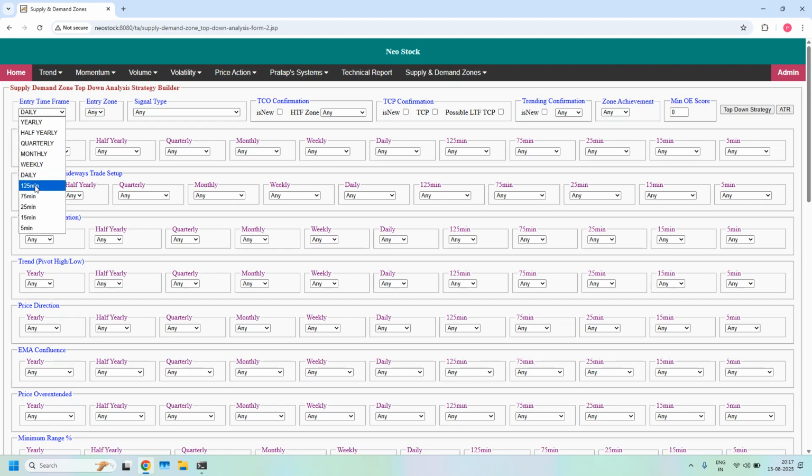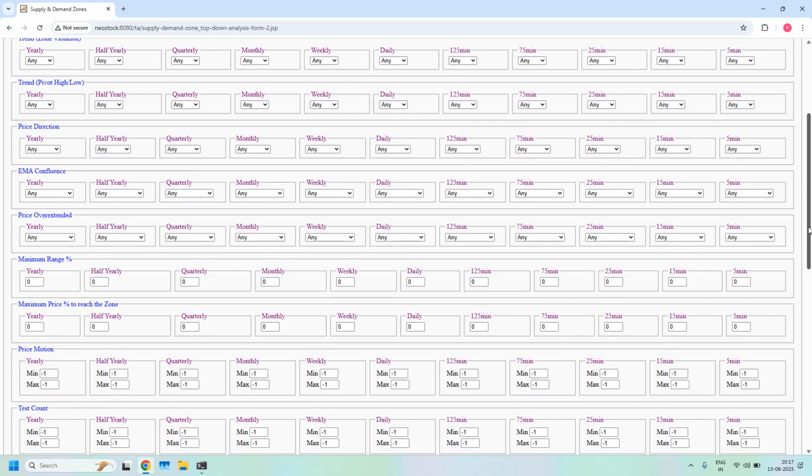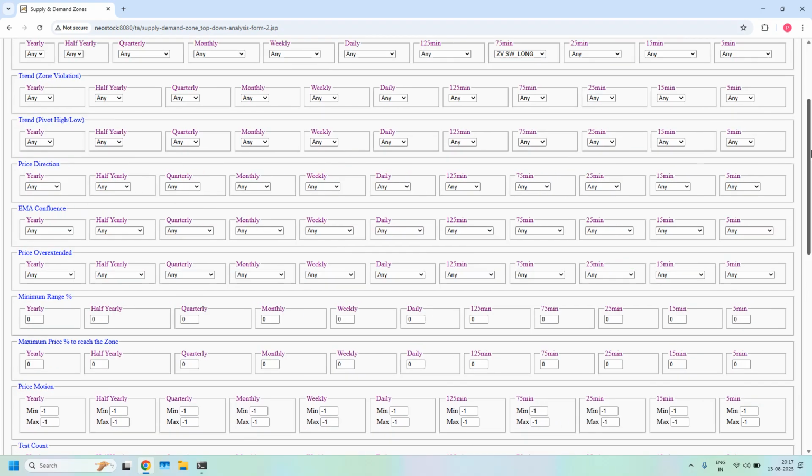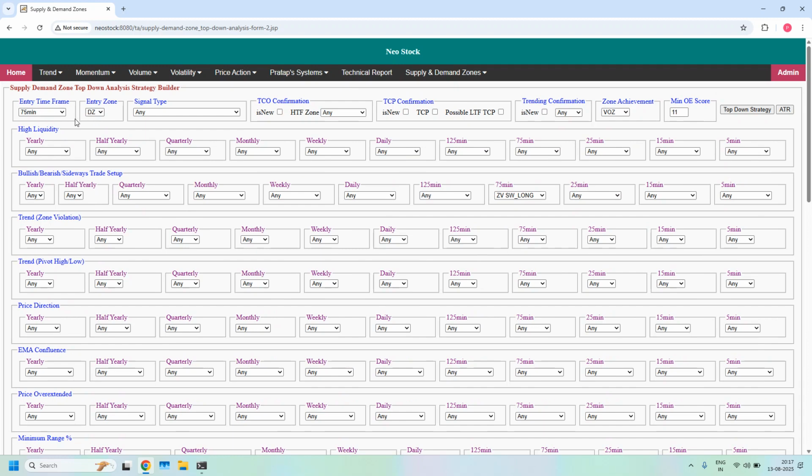Okay, weekly income trade, entry time frame 75 minutes, entry zone demand zone, bullish or bearish or sideways. Selecting sideways long, zone achievement VOZ, minimum odd enhance score 11. For sideways, the 75 minutes demand zone should not be pierced. So one more filter I am adding: pierced count. We don't want pierced zones for the 75 minutes time frame. So I'm setting minimum value 0, maximum value 0. That means pierced count is 0. Pierced count 0 means the zone is not pierced. Which zone? The 75 minutes demand zone, whichever is the one you select here.